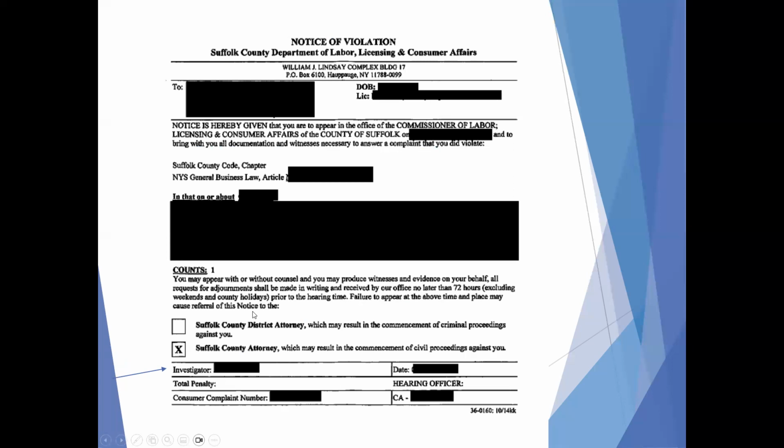Down here is going to be the investigator, the name of the investigator that looked into your violation and wrote you this violation and determined what section of the code they believe you violated and how you violated it. Below that, you see the total penalty. That's usually going to be blank in the violation that you receive. That does not mean that the penalty will be 0. The penalty will ultimately be determined by the hearing officer and the Commissioner of Labor.